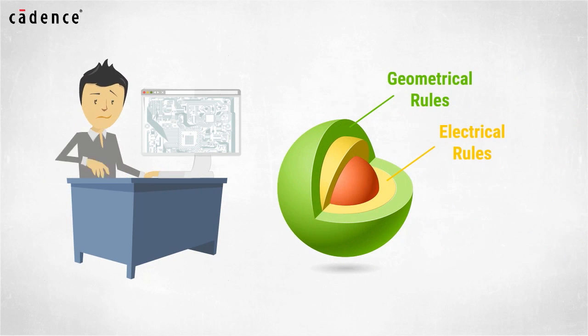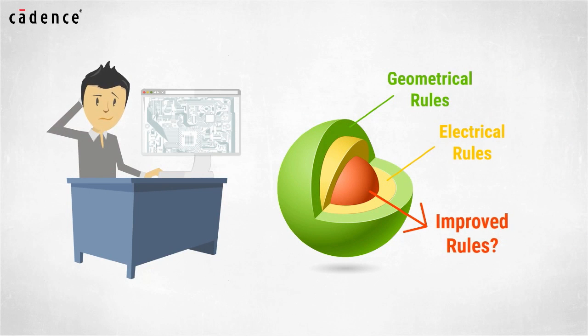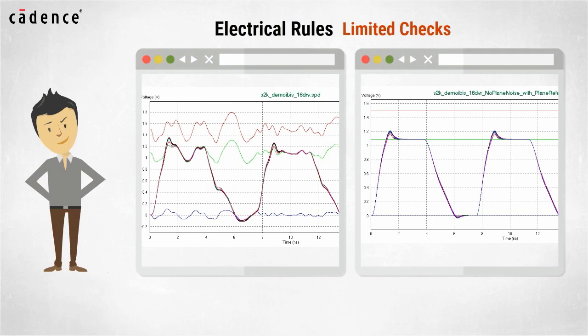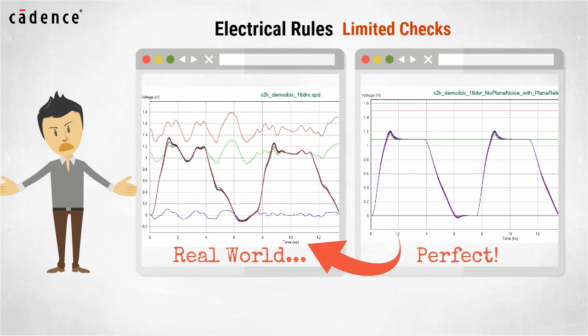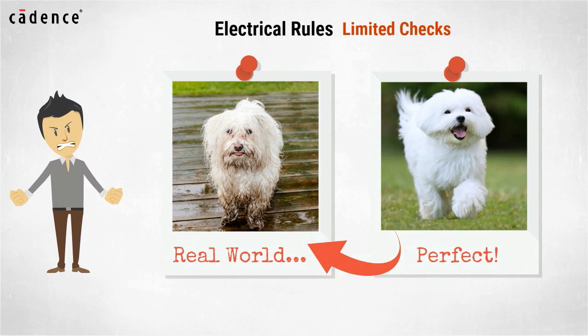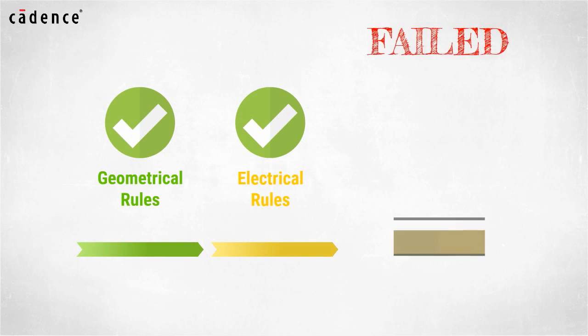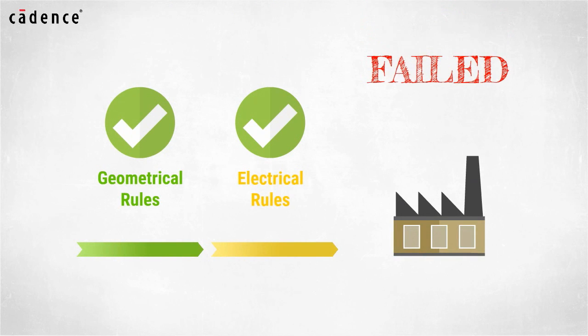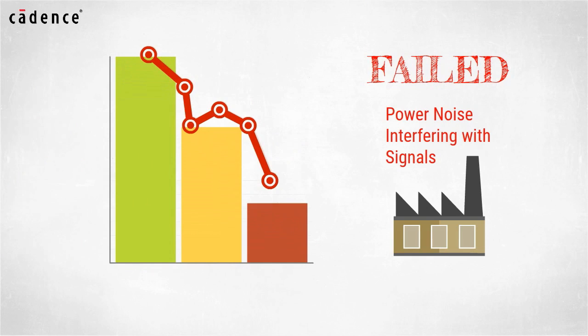To address this challenge, designers have been seeking improved electrical rules so they can continue to have high confidence before building prototypes. Electrical rules have been limited to checks that assume that power and ground rails are perfectly stable, but this is not true in the real world. A number of designs have passed these electrical rule checks, but still failed either in the factory or in the field because of the hidden problems caused by power noise interfering with signals, causing loss of revenue and market share.